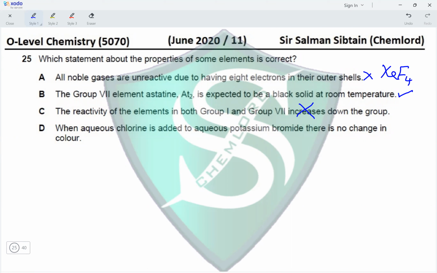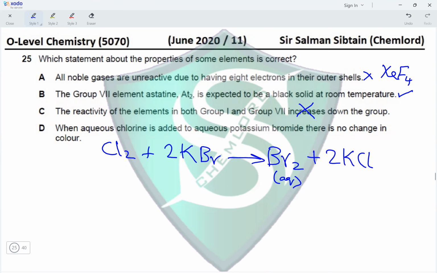D. When aqueous chlorine is added to aqueous potassium bromide, there is no change in color. No, aqueous chlorine will displace bromine from potassium bromide, producing aqueous bromine, which is an orange-brown liquid. So this is the reaction that will happen. So this says no change, which makes this point incorrect. So as a result, the correct option for this question is option B.